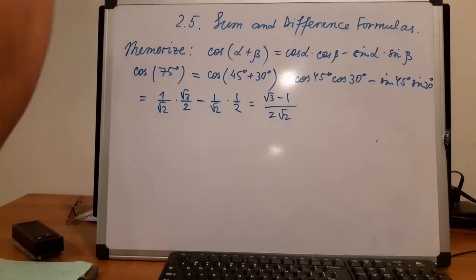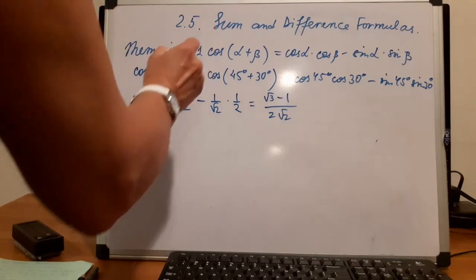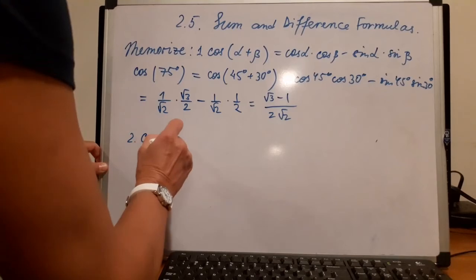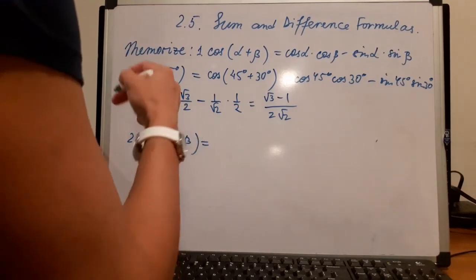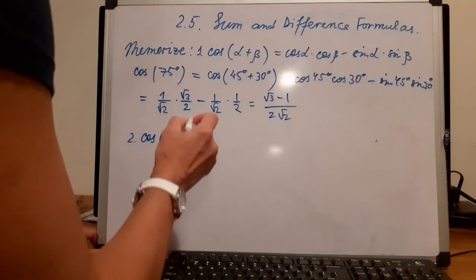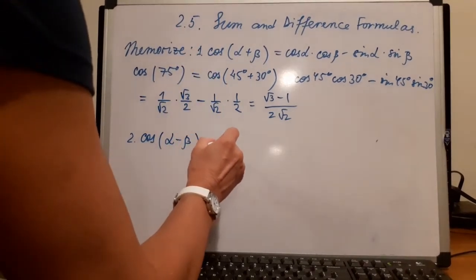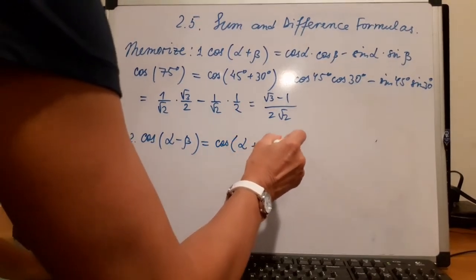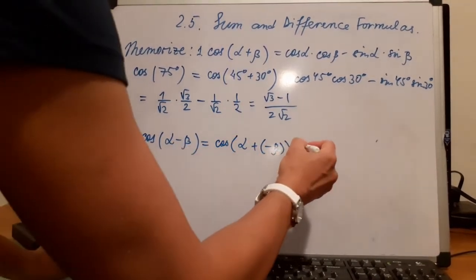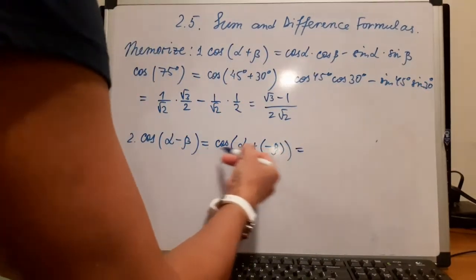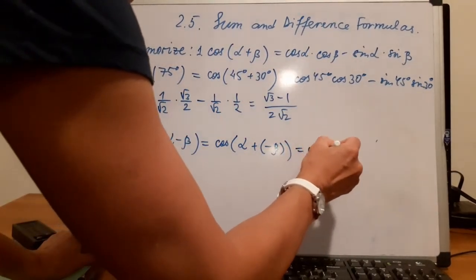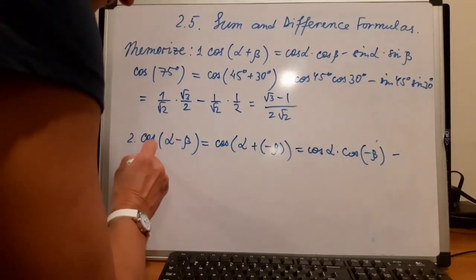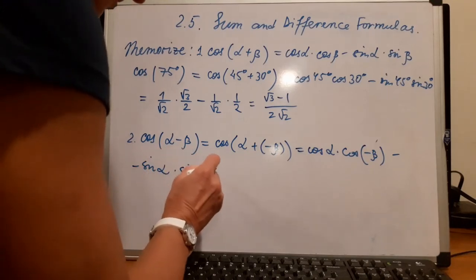Now I'm going to use the formula we memorized. I'm going to call it formula 1 to obtain formula 2, which you don't need to memorize. And that's going to be the difference formula, cosine of alpha minus beta. Instead of getting the formula directly, I'm going to use formula number 1, and I'm going to represent negative beta as a negative angle. So minus beta is a negative angle. So I'm going to use the formula just for the sum of these two angles, and it's going to be cosine of alpha by cosine of negative beta minus sine of alpha by sine of negative beta.